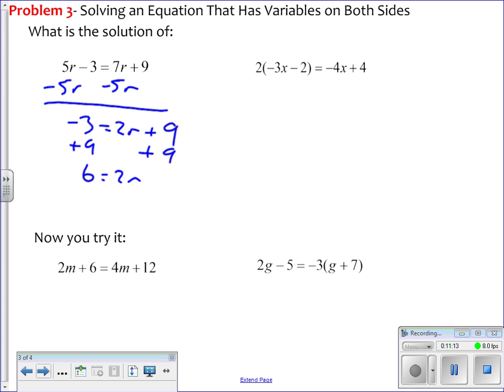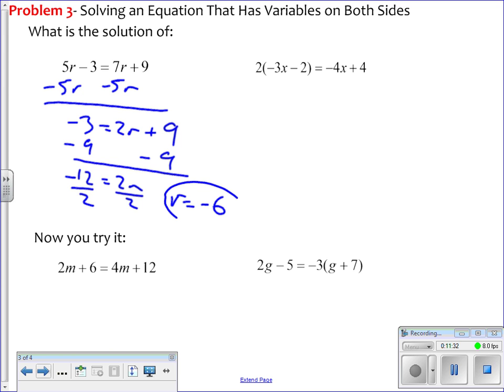You're right, subtract. You're right. The second you said wait, I saw my mistake. Subtract 9 from both sides. Thank you very much. Negative 12 equals 2r. Divide both sides by 2. And I get r equals negative 6.